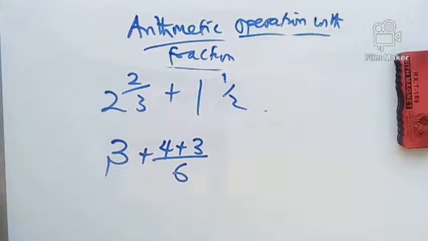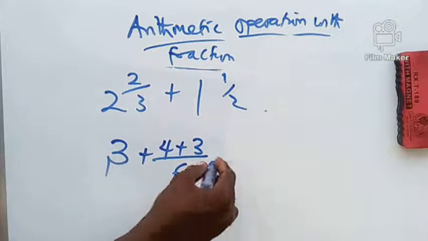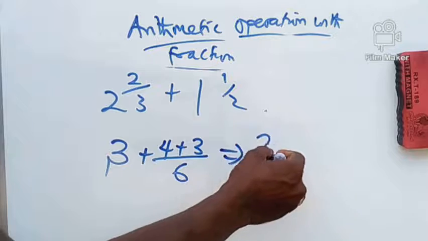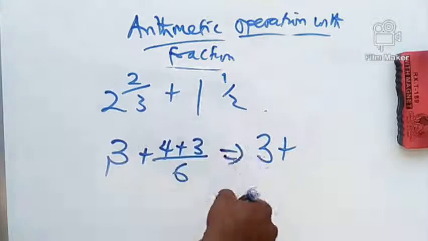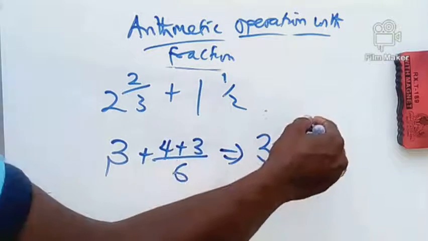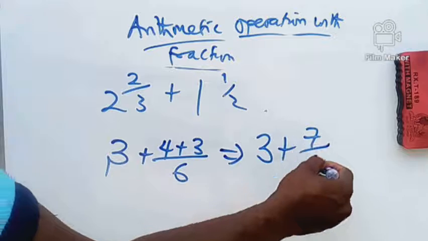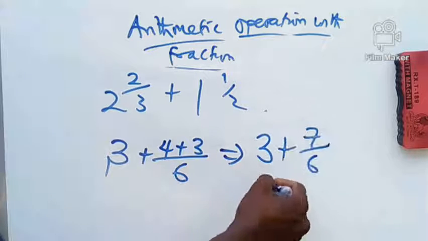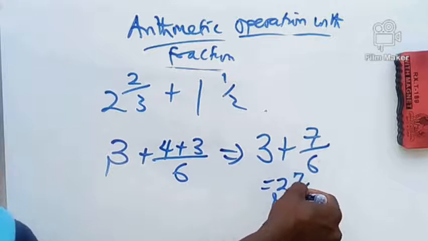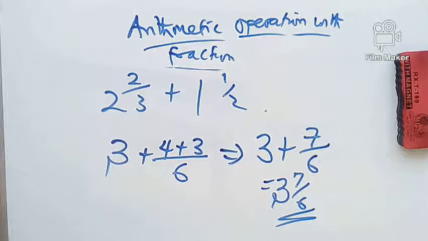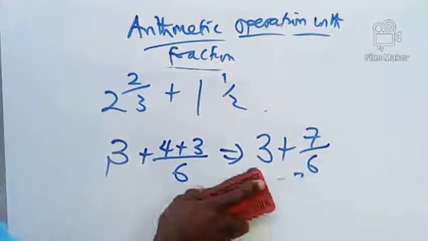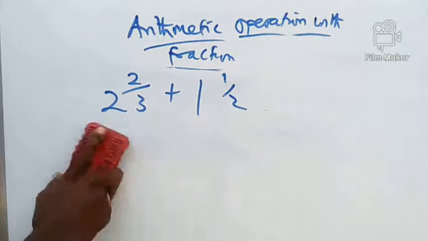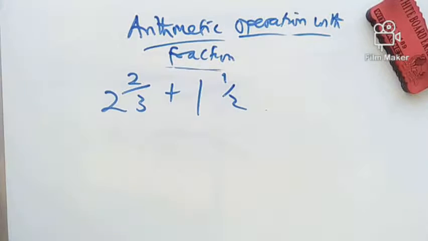So what do we do next? We evaluate this. We simply have that 3 is the whole number part added to 4 plus 3 is what? 7 over what? 6. So 3 plus 7 over 6 is simply 3 whole number, 7 over 6. And that is the answer. So that is how to add mixed fractions together. Simply add the whole numbers and then add the fractions.